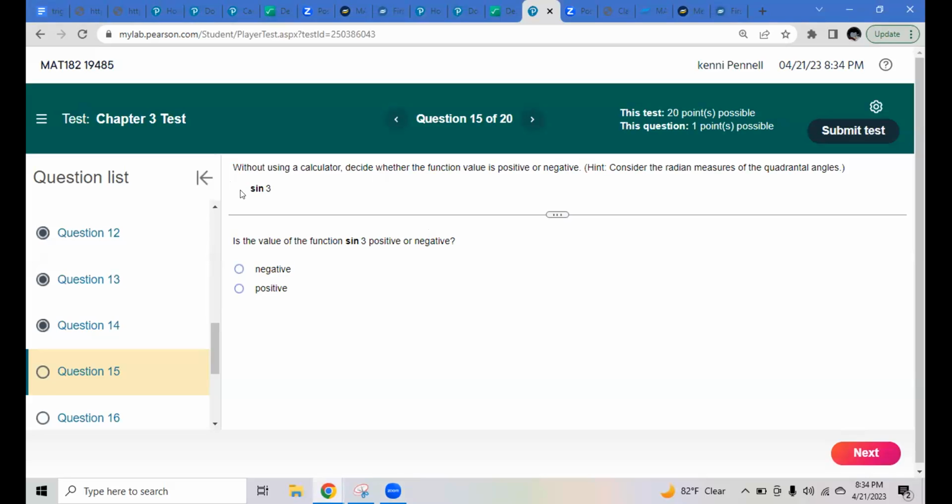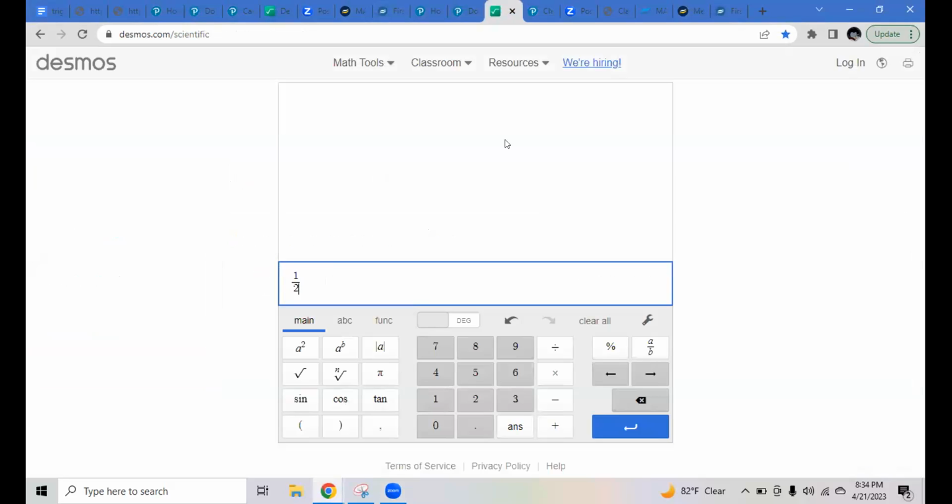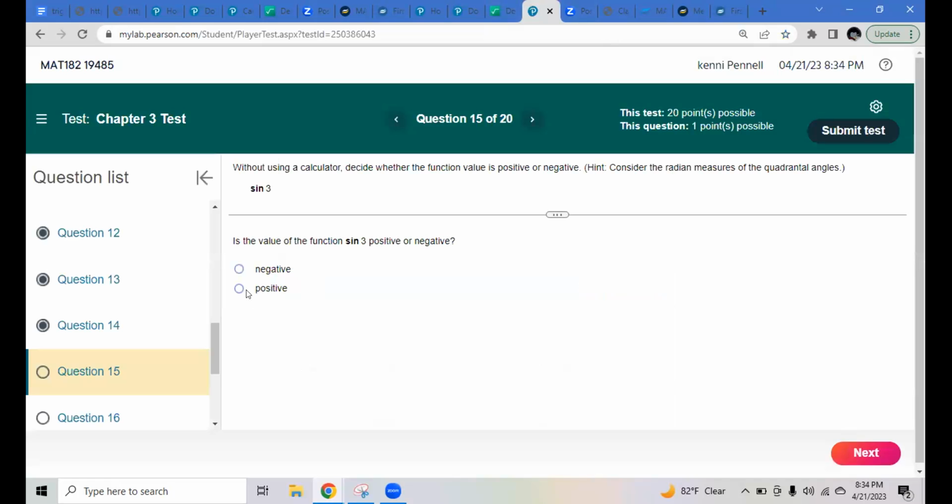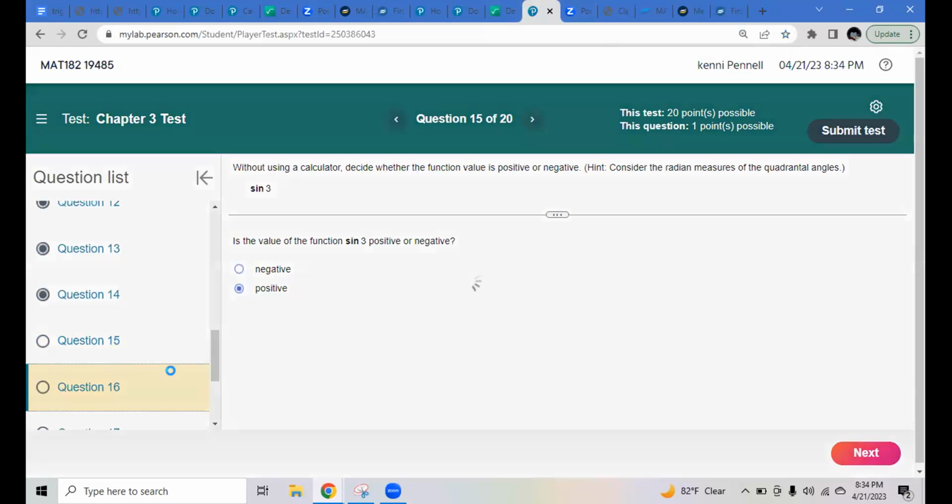Now in Desmos, there's a toggle between degree and radian. And I'll show you that here. Well, I'll snip that into the notes here. Is it like 0.14112? Yes. So it is positive in this case. Positive. All right, cool.